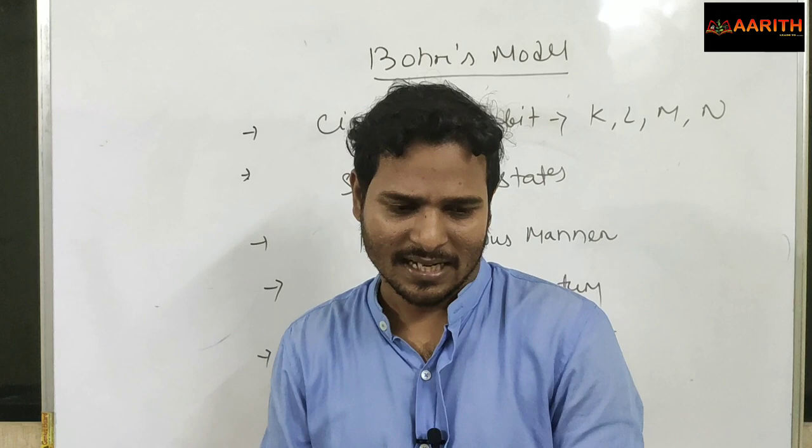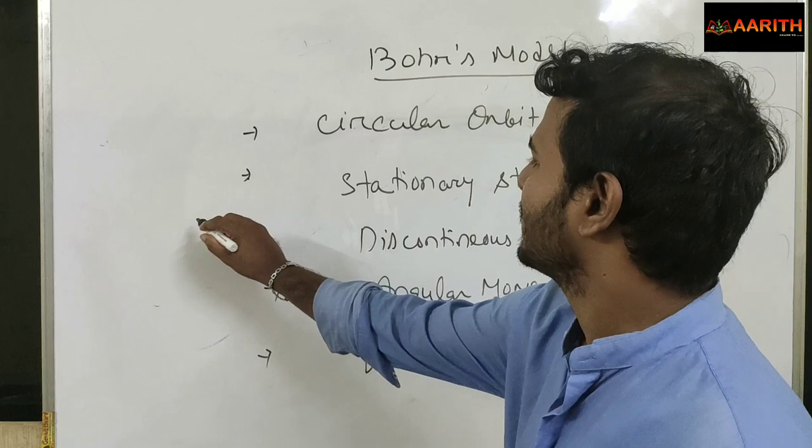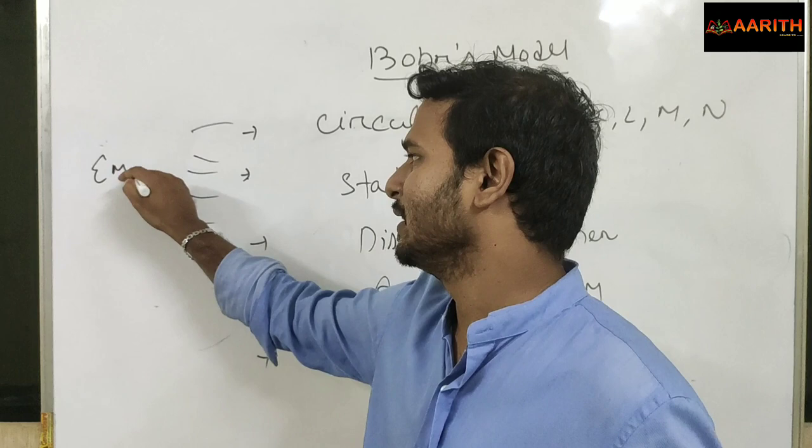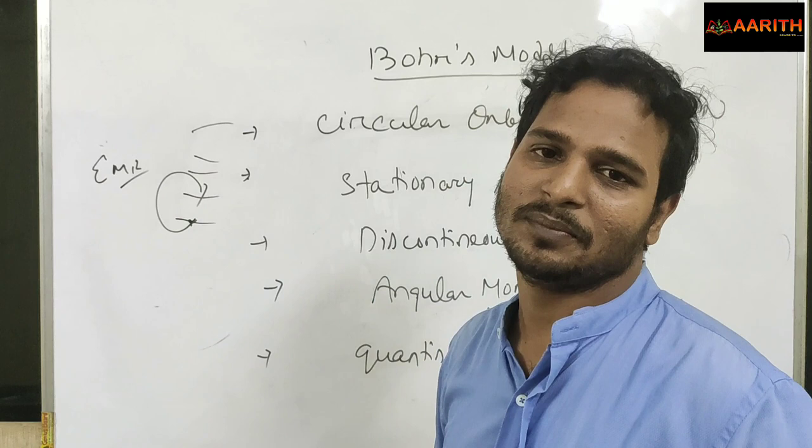I just want to give you some glimpse about spectroscopy or spectra. Simply, there are infinite number of orbits. Electron absorbs energy, that is in form of EMR, electromagnetic radiation. When it absorbs, it jumps from the lower to higher orbit energy level.